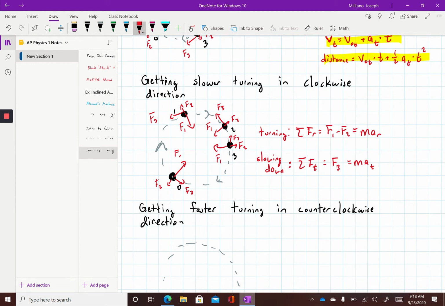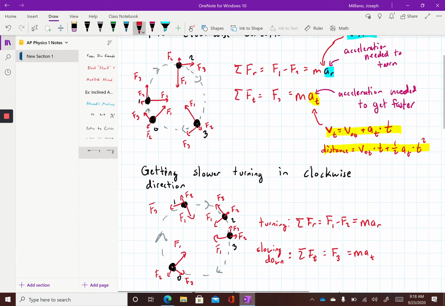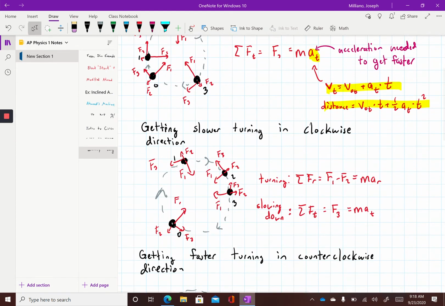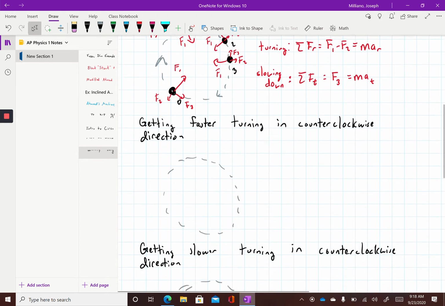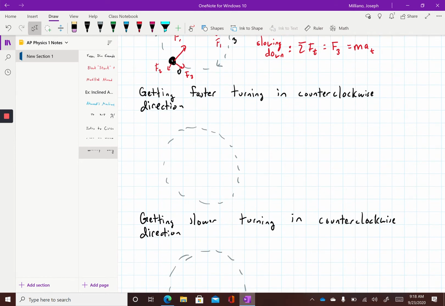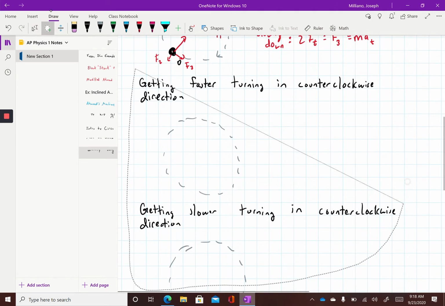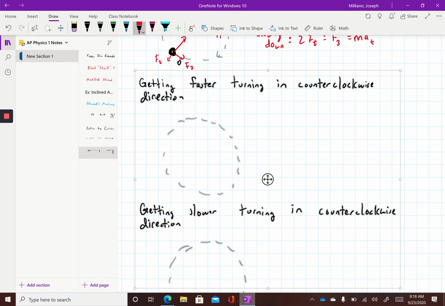I think those two examples should hit the main points. It's kind of just mirror images if you're talking about the counterclockwise direction. So rather than do two more examples, let's summarize. I had two more examples set, but I think it'd be better just to delete those.